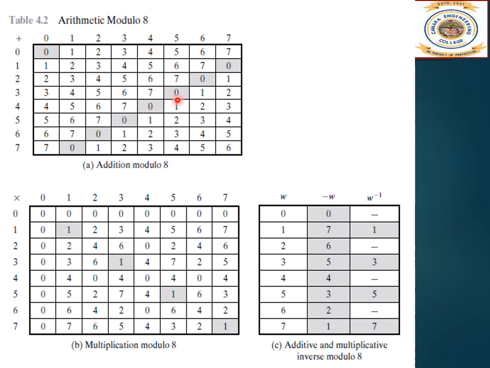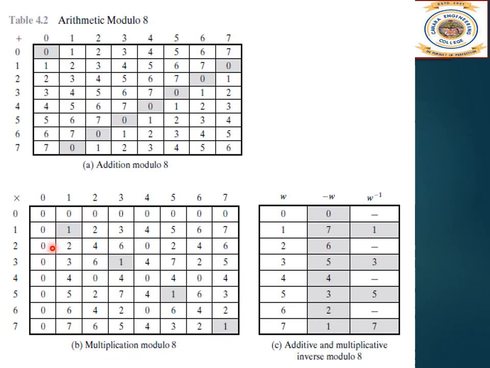When I come to 5 and 3, the corresponding element is 0. That is, 5 plus 3 is 8, so 8 mod 8 is 0. Coming to 6, what is the additive inverse? 2. For 7, what is the additive inverse? 1. So this is how we list out the additive inverses. Each and every element will have an additive inverse. But that is not the case with the multiplicative inverse. All the elements will not have a multiplicative inverse. Now how do we check this?